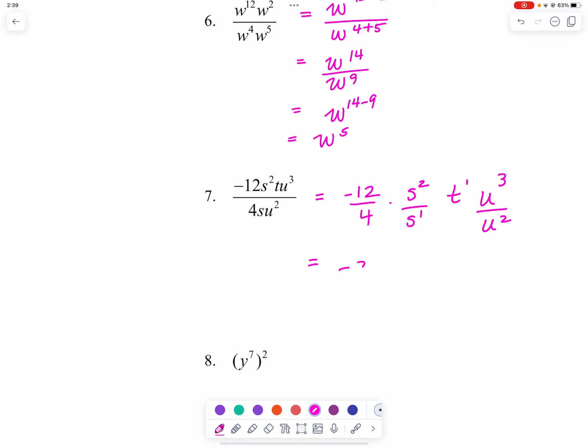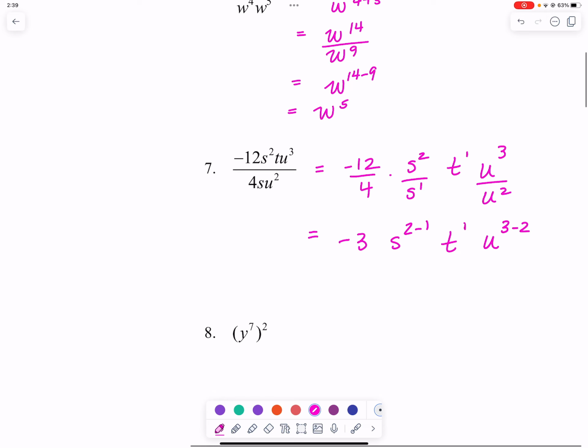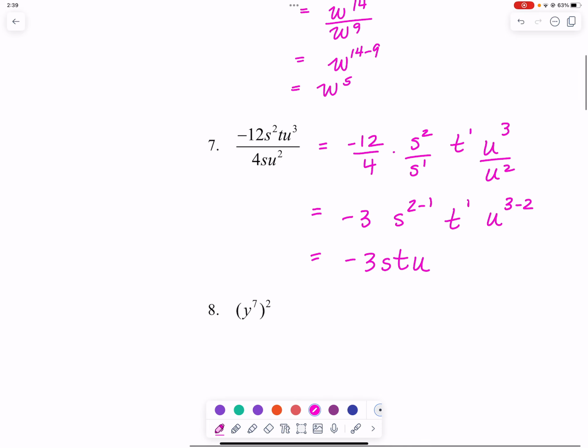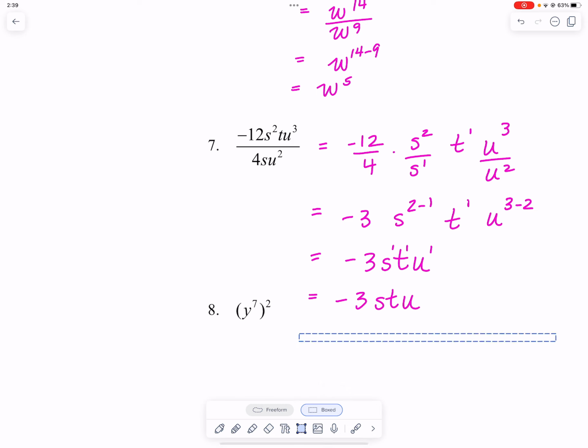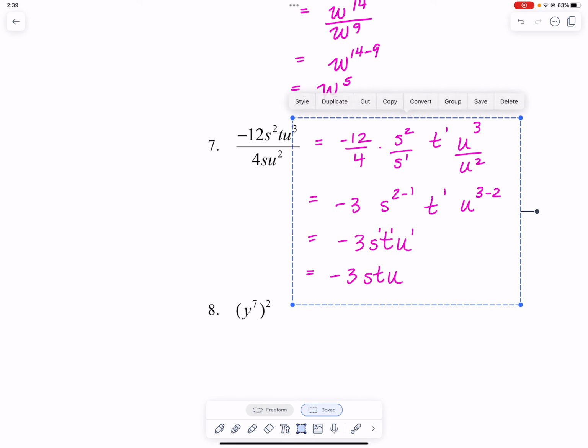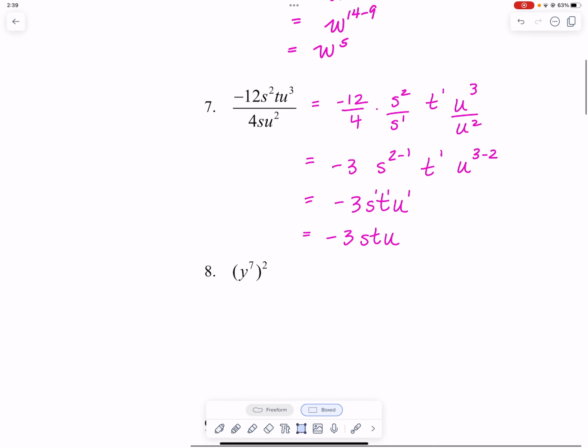So we'll have a negative 3, and that is s to the 2 minus 1, t to the first power, and u to the 3 minus 2. So as you can see, we have negative 3s to the first power, t to the first power, and u to the first power. So all of these are to the first power, and we have negative 3stu. I'll make that a tad bit smaller so that we can see our next problem.